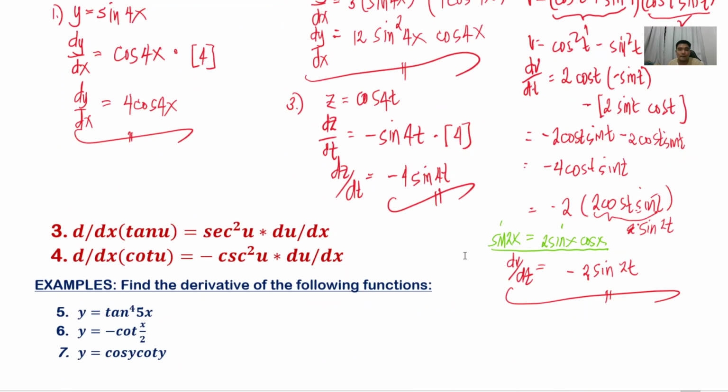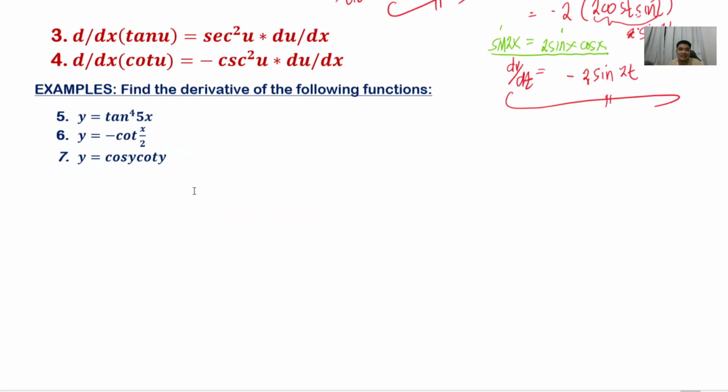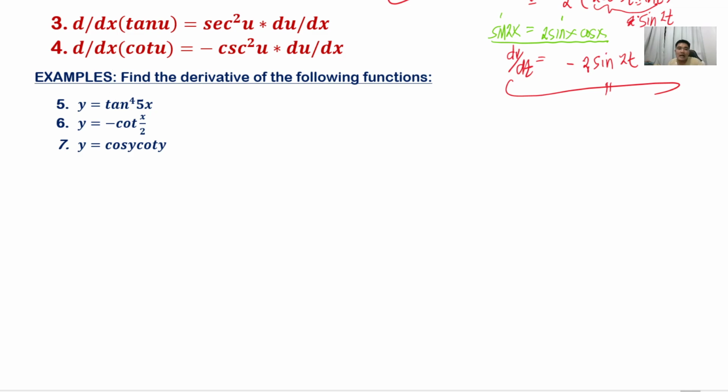Next is, meron tayong tangent and cotangent. Okay. Ang sabi naman dito, class, ang derivative ni tangent u is equal to secant squared u times the derivative of the angle u. And then the derivative of cotangent u is equal to negative cosecant squared u times the derivative of u. Okay. So, for us to appreciate, let's solve this example, number 5, 6, and 7.